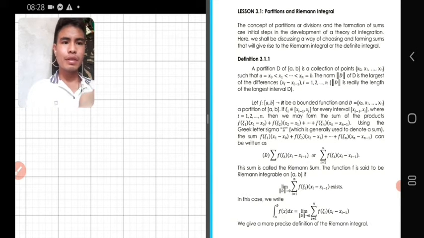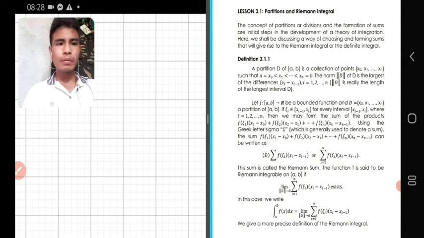a, b is a collection of points x sub 0 up to x sub n, such that a is equal to x sub 0, less than x sub 1, less than up to x sub n, which is also equal to b. The norm or size of D, which is our partition, is the largest of the differences x sub i minus x sub i minus 1, where i is a non-zero positive integer.